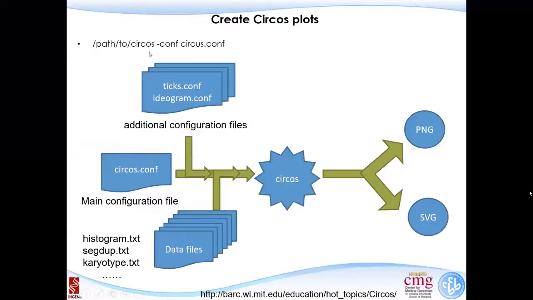How does Circos work? You just run the circos command in the command line, like you run DOS or Linux. The most important file is the main configuration file, circos.conf. You run the circos command with -conf and then the configuration file. If the configuration file is circos.conf, you can just run circos without those parameters.